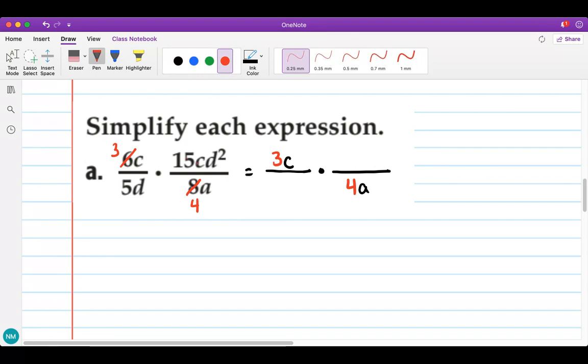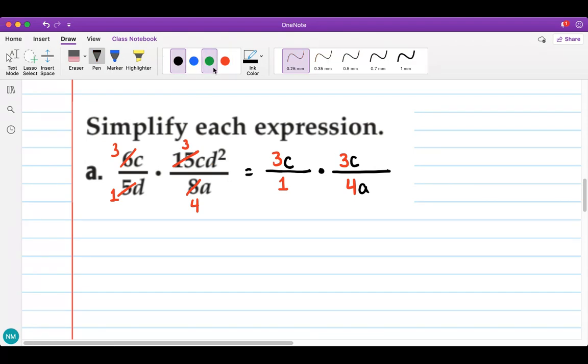And then over here, what can we simplify? Well, we could simplify 5 and 15. What are they both divisible by? They're both divisible by 5. So 5 divided by 5 is 1, and 15 divided by 5 is 3. So this became a 1, and this became a 3. And then C is staying the same because there's no C here.